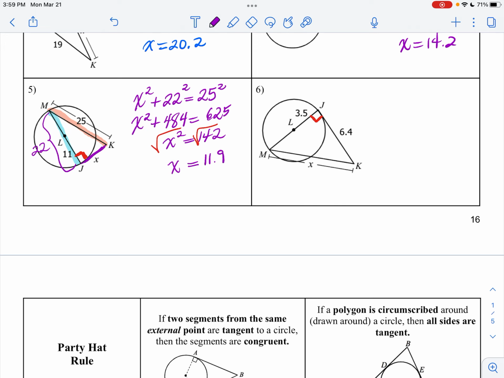All right, again, turn off the video and try to figure out number 6 on your own, and then when you're ready, or if you need a hint, turn the video back on and check your work with the video. All right, so again, this LJ is a radius, which means if that's 3.5, this is 3.5. So the entire leg there is 7. And so the leg squared plus the other leg squared is the hypotenuse squared.